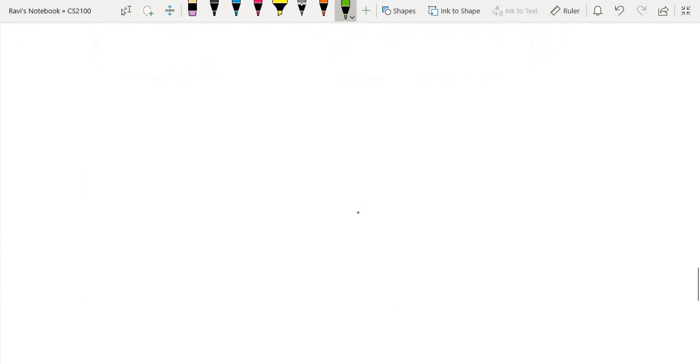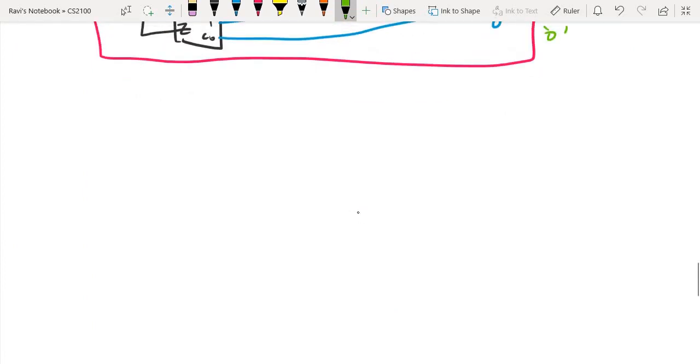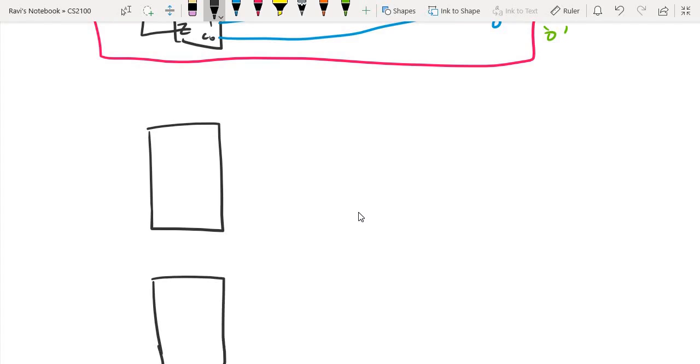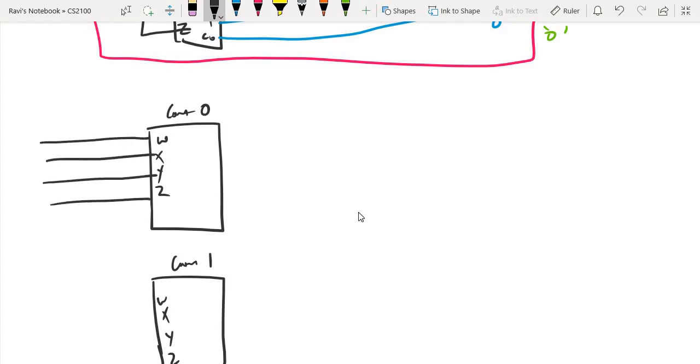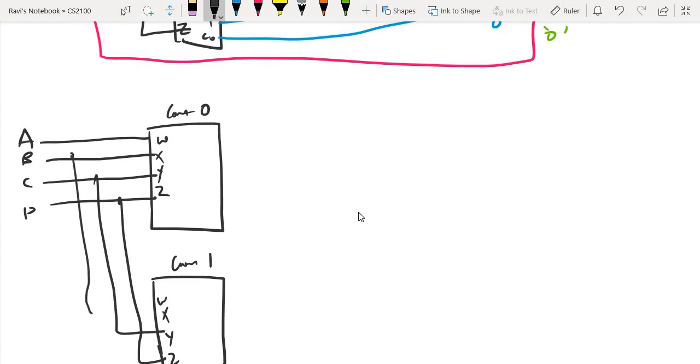Okay, now let's look at the other alternative approach. The other alternative approach is very similar. In that, we have again count 0 and count 1. So we have WXYZ, WXYZ over here. So this is your count 0 and this is your count 1. Okay, so I'm going to draw the lines again. A, B, C, D. So this Z comes here. Y, X, and W. Okay, so again, the same thing.